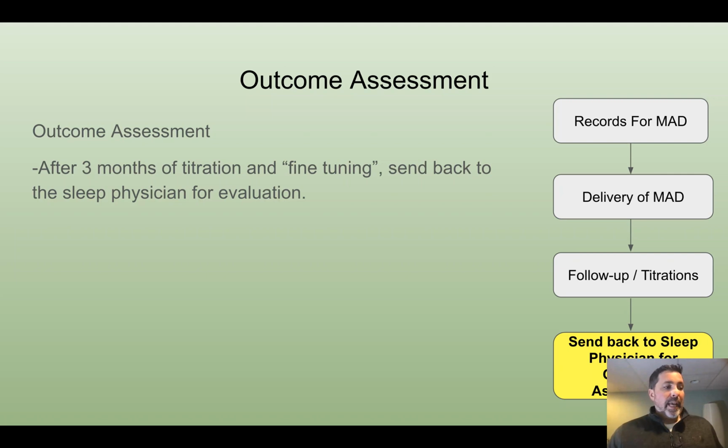Well, again, this isn't a night guard. We're not putting this in the patient's mouth to prevent something from happening. We're treating something. We don't have the ability necessarily to assess whether the treatment works or not. We do have some ability, but early in the game, what I recommend you do, after about 3 months of titration and fine-tuning, you send the patient back to the sleep physician for evaluation. They'll do another follow-up study if their insurance company covers it. Most of the time they don't, but let the sleep physician decide on what to do.